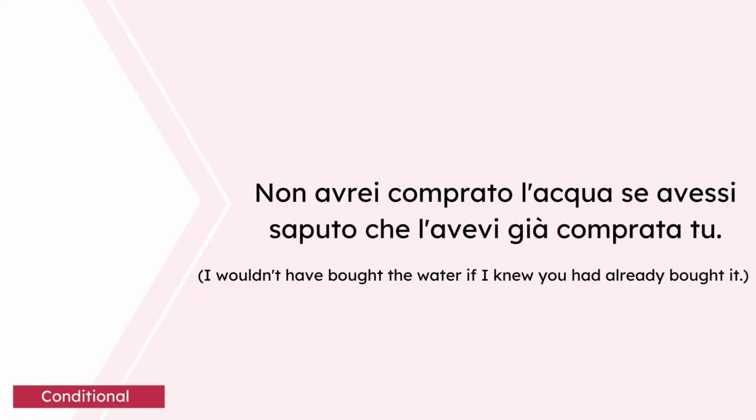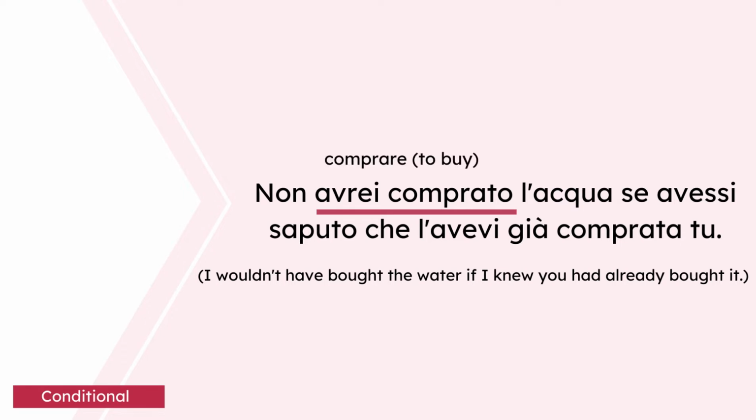But when do we use it? We use this tense to describe actions that could have taken place in the past, given specific conditions, but that eventually didn't. An example: non avrei comprato l'acqua se avessi saputo che l'avevi già comprata tu. Avrei comprato is condizionale composto of the verb comprare.